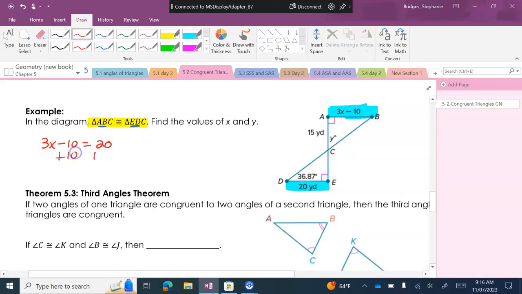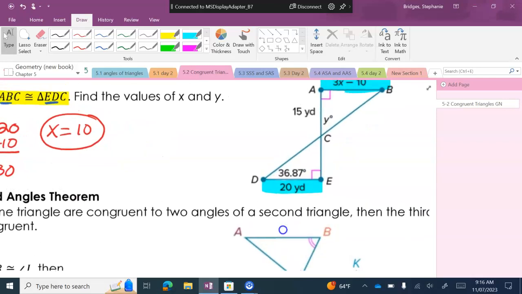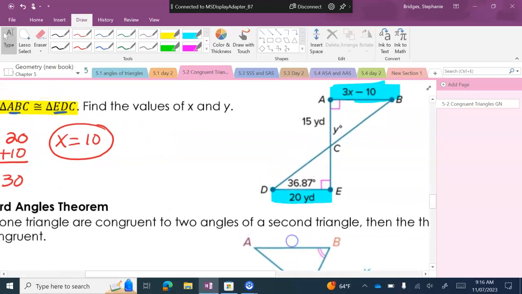Add your 10 over. That gives me 3x equals how much? 30. So what is x going to be? 10. Okay. Oh, subtracting that. Is everybody good? All right, let's look at y.